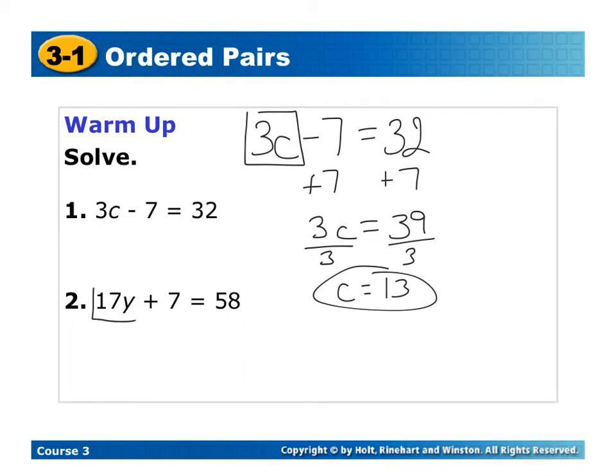Alright, on our second one, our variable term is 17y. Since it's plus 7, I'm going to go ahead and subtract 7 from both sides. And then 17y is going to equal 58 minus 7, which is 51. Because they're being multiplied, I'm going to go ahead and divide, and y is equal to 3.